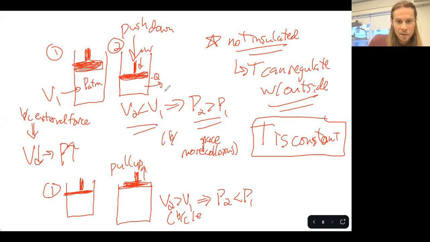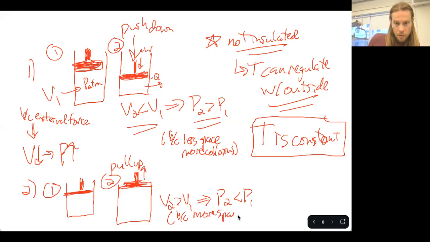So sorry. Let's go back. So for this first example, right? Example 1, example 2, step 1, step 2. So I push down, the volume decreases. Yeah, less space, more collisions. I did have it right. And here it's more space, so less collisions. They're inverse, right? Because more space, fewer collisions.